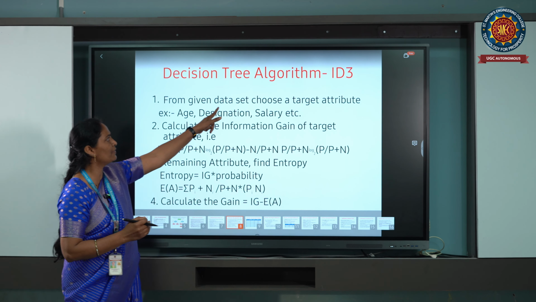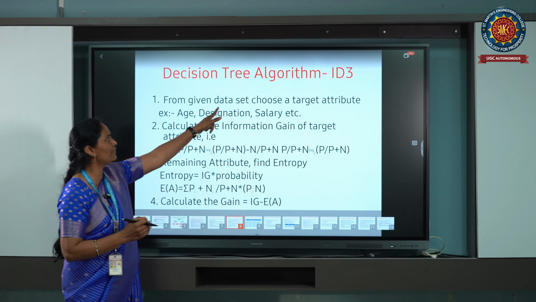Then in the third step, we are going to calculate the entropy for the attribute. So entropy we are going to calculate with the information gain multiplied by the probability. Here E of A is nothing but the entropy for age. Here we have taken some attributes, so first we have to calculate the entropy for the age of the employee. That can be taken as the summation of (Pi plus Ni) divided by (P plus N), into I(Pi, Ni). This is the calculation for the entropy of a particular age of an employee.